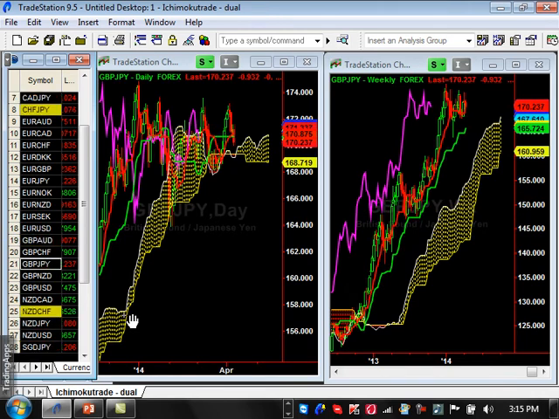Pound yen. So if you look at pound yen, still bullish trending here to the top side, consolidating here, which is causing this consolidation pattern here. Support on this guy is going to be 165.72. Resistance is going to be 174.